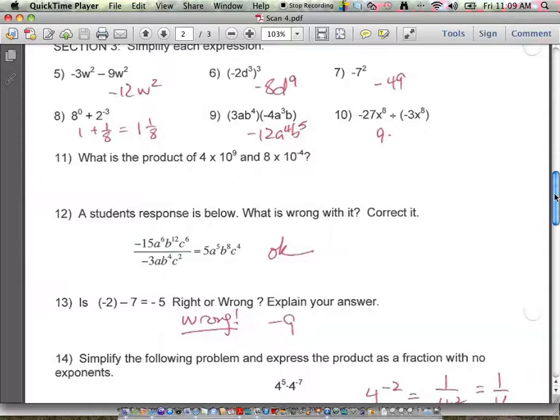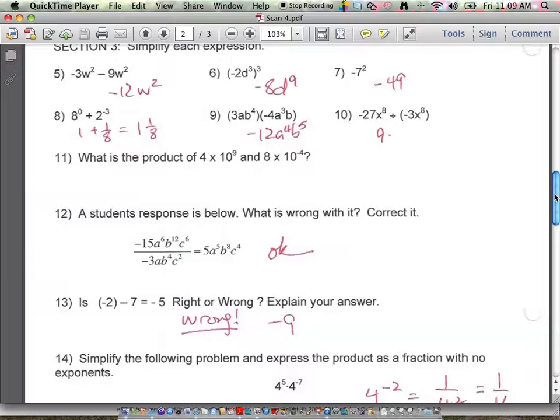How many people feel very comfortable when you see questions like 5 through 10? Like you have a strong sense of direction? Raise your hand if you feel comfortable. Okay, Eric, you're not comfortable? Not for number 8. Number 8, okay. Well, what's anything to the 0 power? 1. Good. And then a negative exponent.